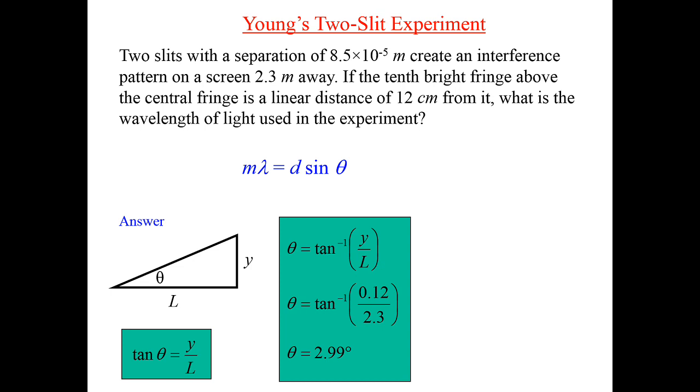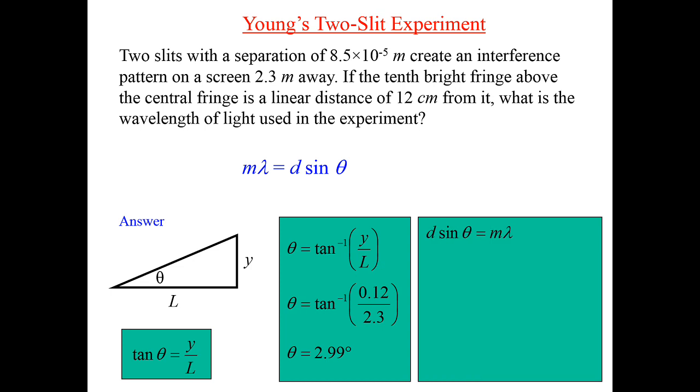Now we have the angle, 2.99 degrees, so we can write down our formula. d sine theta is equal to m lambda. If we want to solve for lambda, we just divide by m. So we get d sine theta divided by m is equal to lambda. We can pretty much plug and chug now. So this is 8.5 times 10 to the minus 5 meters times the sine of 2.99 degrees divided by 10, which is our integer, since this is the 10th fringe. And that means lambda here is equal to 443 nanometers.